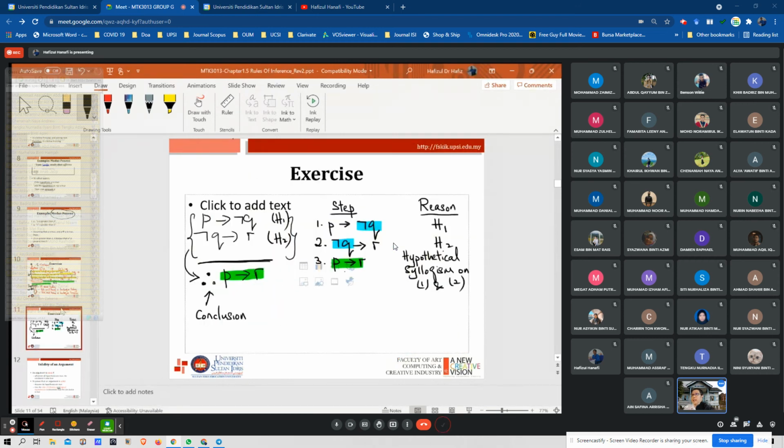Step one is you need to identify what is hypothesis one and hypothesis two, and then you go by the conclusion, hypothetical syllogism one and two. What is hypothetical syllogism?